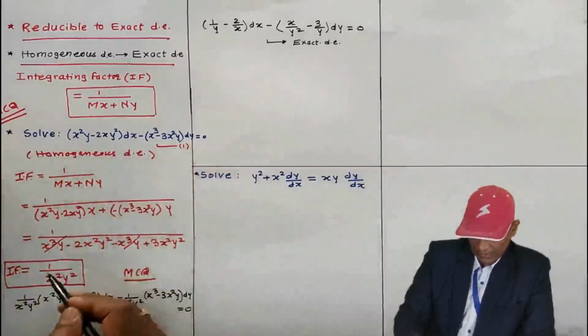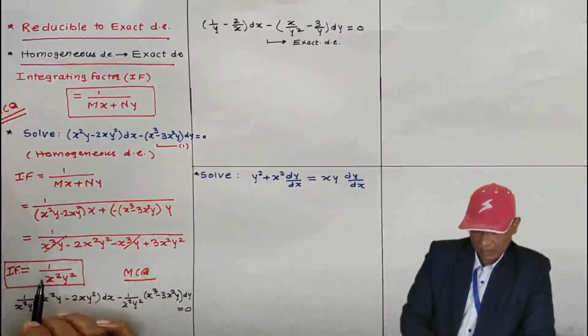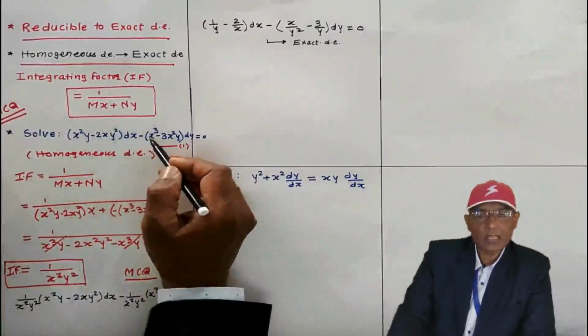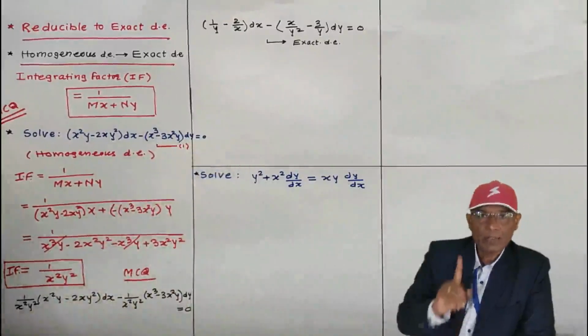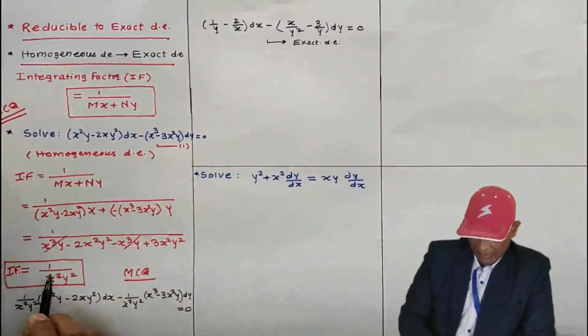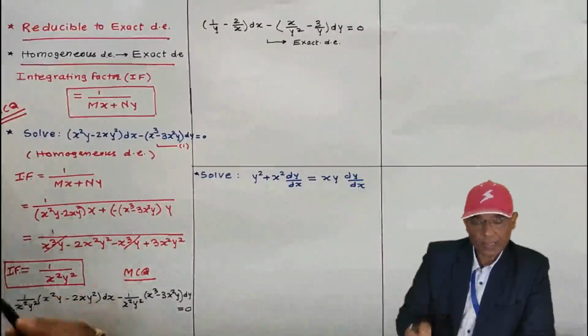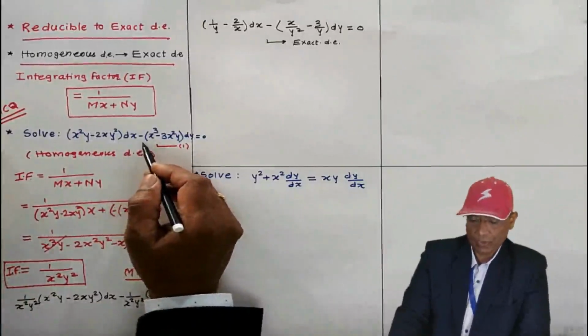Directly I am going to find the integrating factor. And the integrating factor is not 1. It is other than 1. Therefore, it is not an exact equation, because the integrating factor of an exact differential equation is 1. The integrating factor is 1 by x square y square. It is not 1, it is other than 1. Therefore, this is not an exact differential equation.